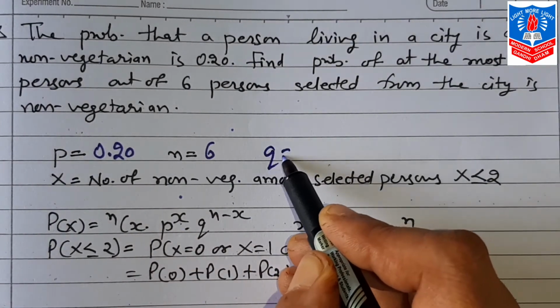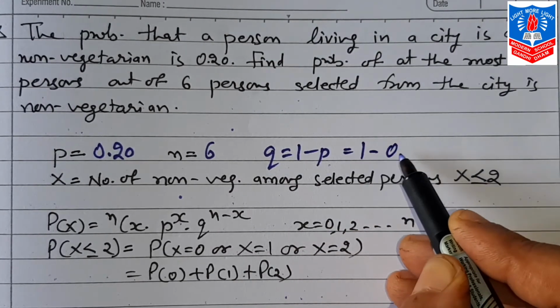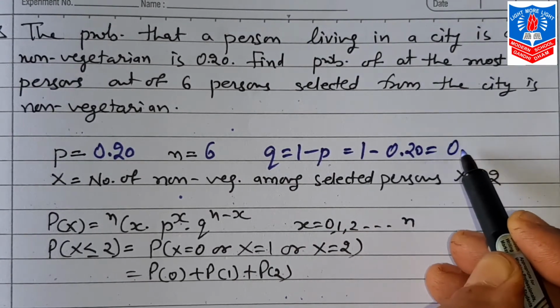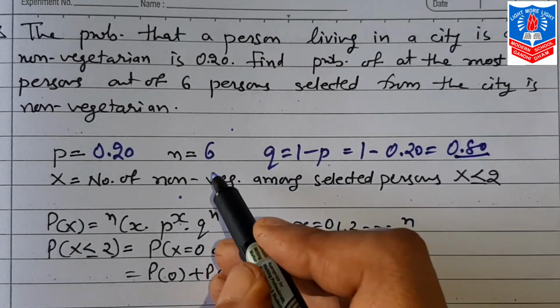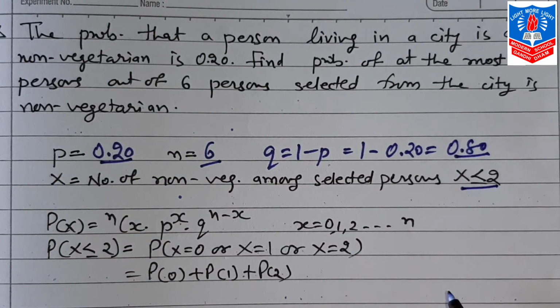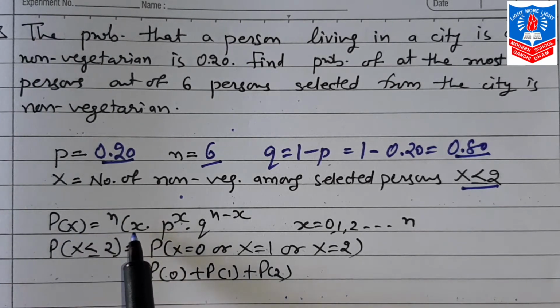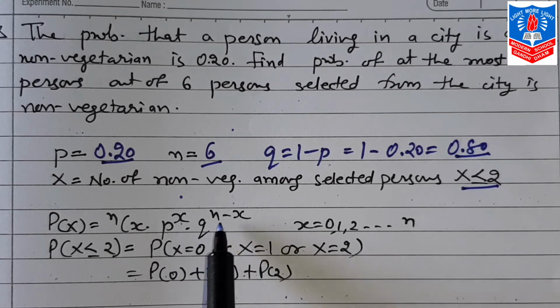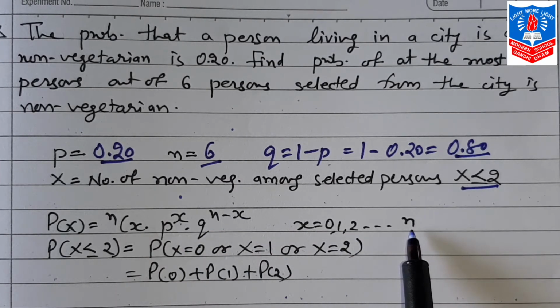Now Q will be what? 1 minus P. So 1 minus 0.20. So 0.80 will be the value of Q. N is 6, P is 0.20 and value of X is less than or equal to 2. Now formula: Px is equal to nCx into p raised to x into q raised to n minus x, where the value of x is 0, 1, 2 up to n.